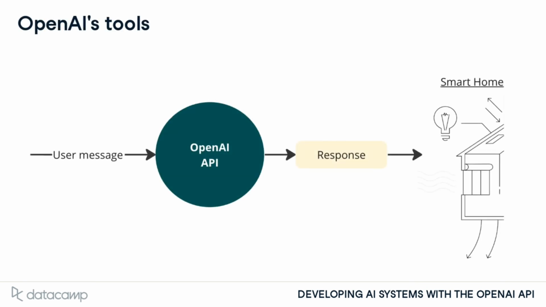Let's consider an example where we wanted to use the OpenAI API to control a smart home device, such as a smart light bulb. We could create a function that takes a natural language command, sends it to the OpenAI API for processing, and then interprets the response to control the hardware accordingly.